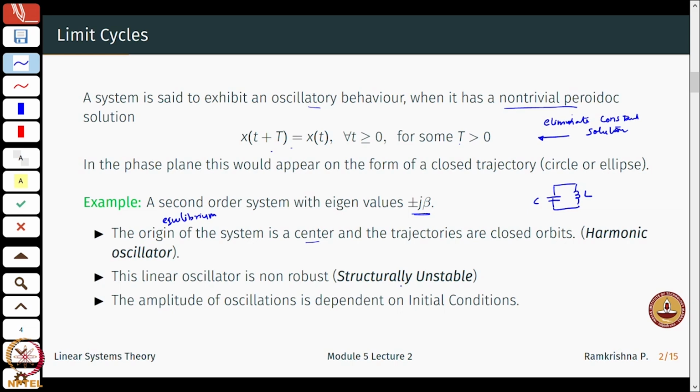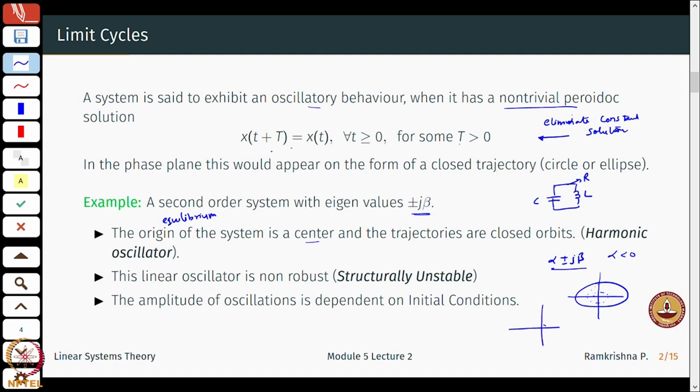However, this linear oscillator is usually non-robust, which means that slight perturbations could add some value to the real part of the complex eigenvalues. Once this is true, say if alpha is greater than 0, then the orbits will no longer be periodic, and if alpha is less than 0, they might just spiral to the origin, depending on how large or small alpha is and so on. So, a slight perturbation will make it non-robust. This could be in terms of some resistances which correspond to the wires which connect the circuit and so on. Not only that, its amplitude also depends on its initial conditions.